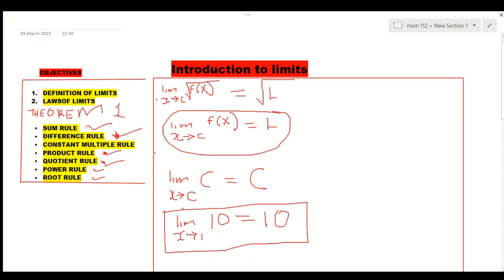Don't be confused. You start solving, where am I going to put this one? The answer is just 10, because 10 is a constant, it doesn't have any variable. So this is how you can do it. So I hope you understand. These are the basics of limits. In the next tutorials, we are going to look at the evaluation of limits, where we'll be solving some questions on limits.